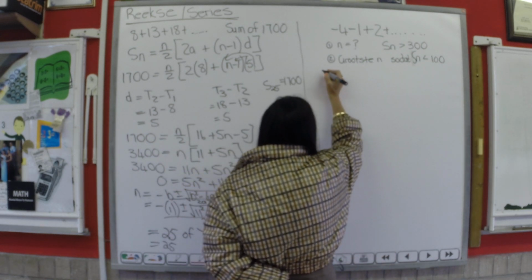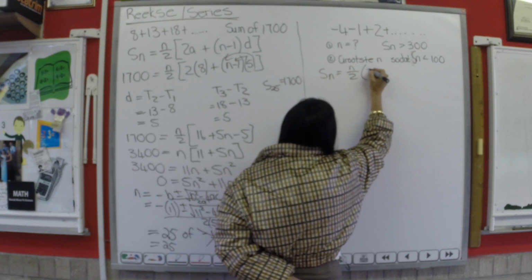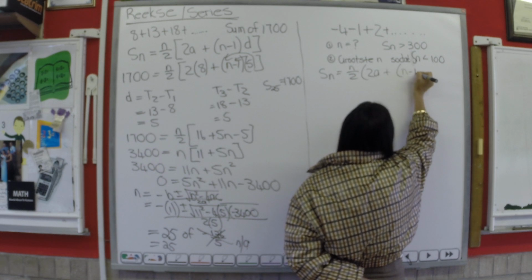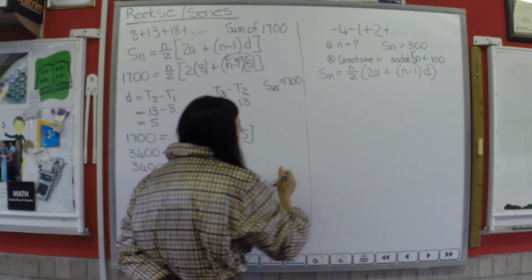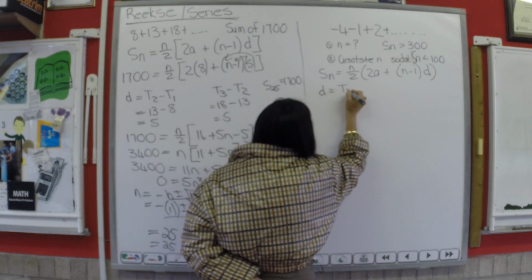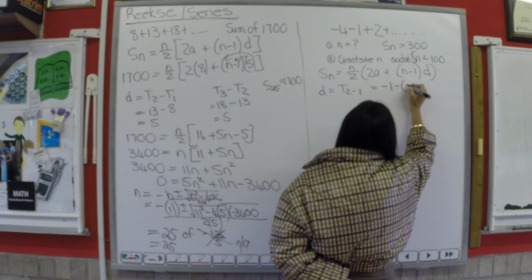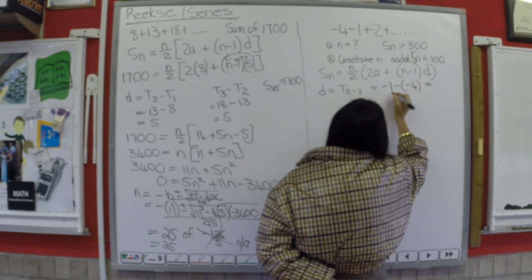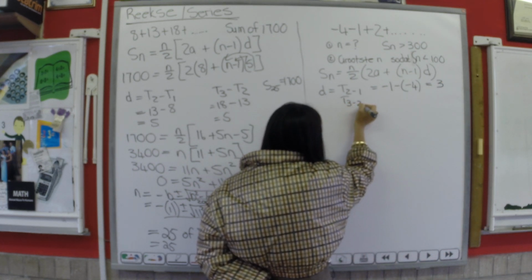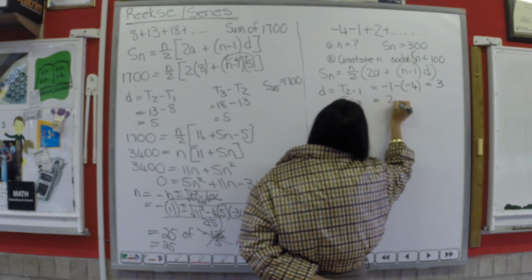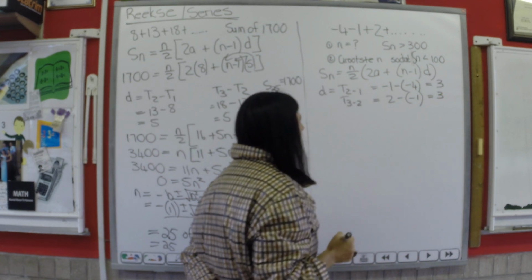So kom ons gaan sê Sn is gelyk aan n op 2 maal 2a plus n min 1 d. First thing I'm going to calculate, I'm going to get my d. So let's see, term 2 minus term 1. That's going to be minus 1, and now be careful, minus 1 plus 4 gives me 3. Let's test 3 minus 2. That's going to be 2 minus minus 1. That also gives me 3, so I'm happy. Got the value of d.